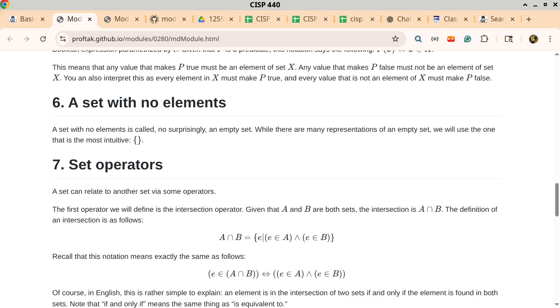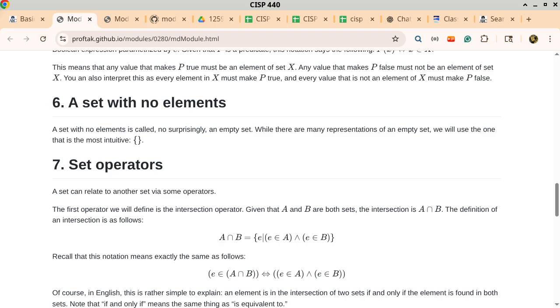So typically, we use uppercase for a set and then a lowercase for an element in the set. But it doesn't have to be that way. It's just a convention. In my notes, I try to be consistent with that. All right, so I'll be good with intersections.